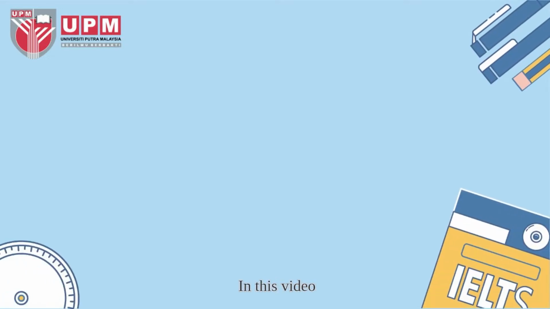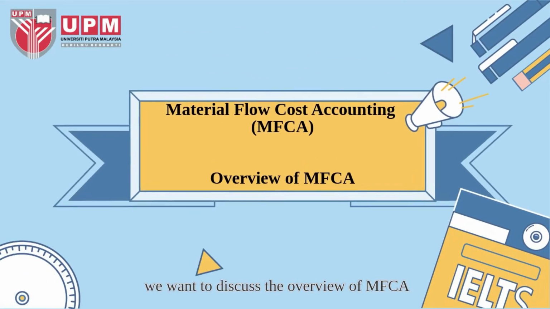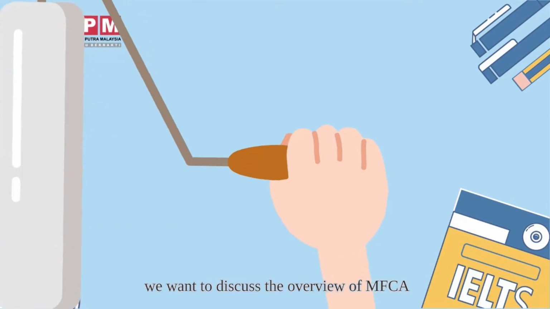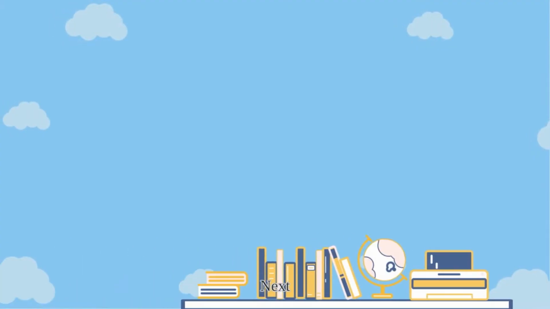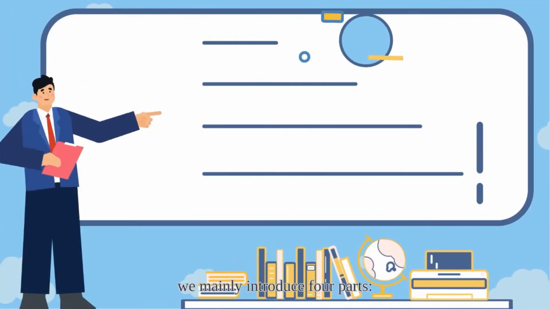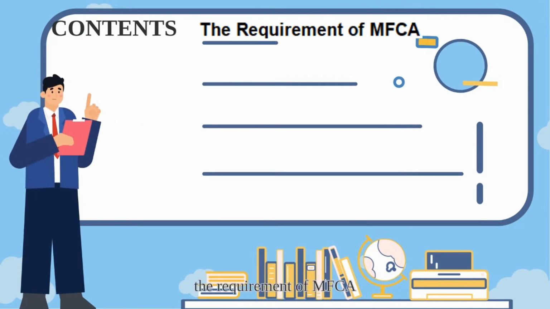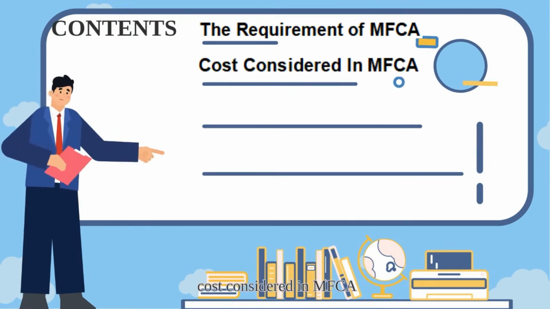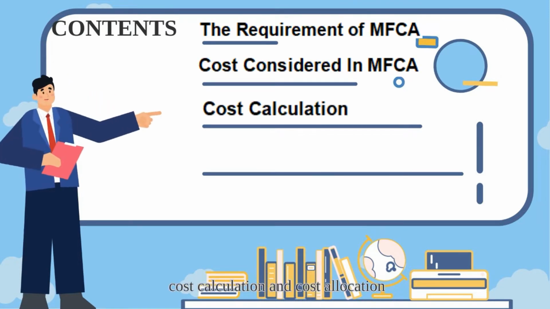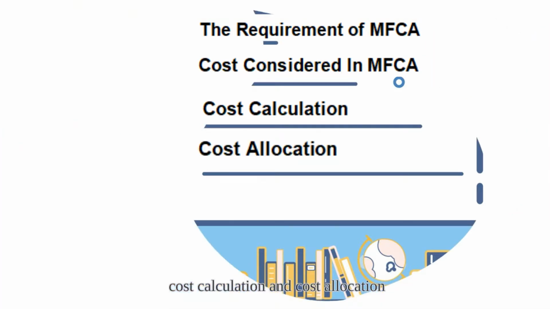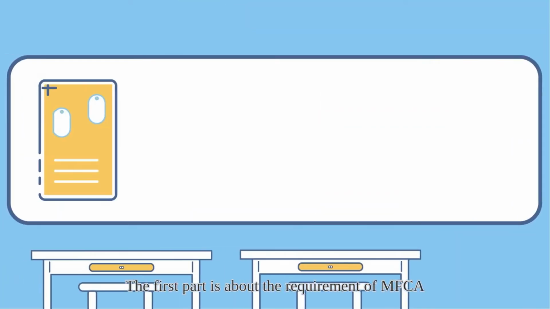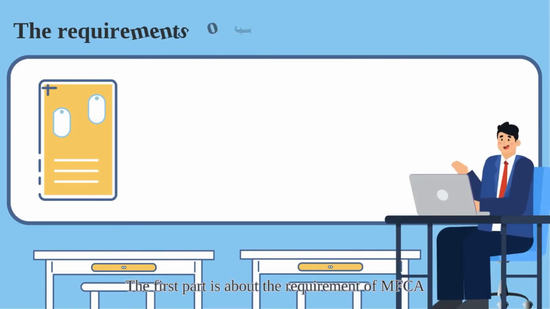Hello, everyone. In this video, we want to discuss the overview of MFCA. Next, we mainly introduce 4 parts: the requirement of MFCA, cost considered in MFCA, cost calculation and cost allocation. The first part is about the requirement of MFCA.